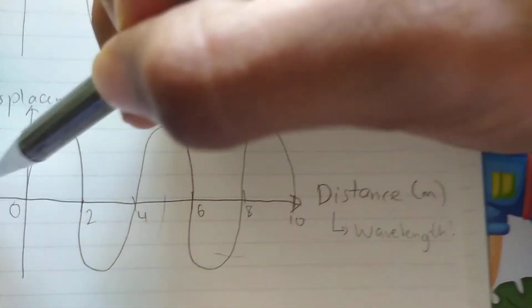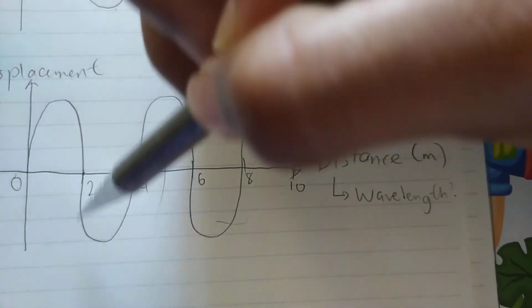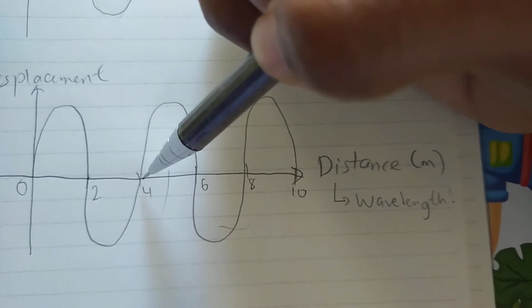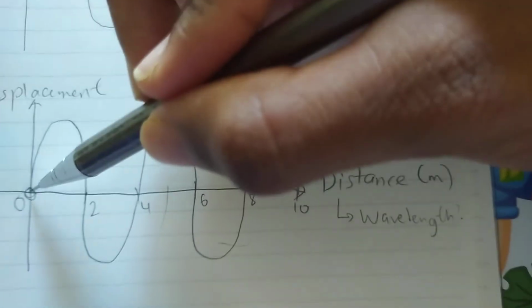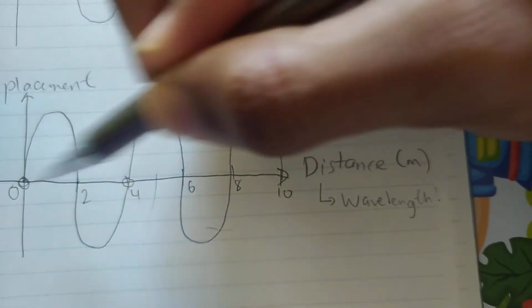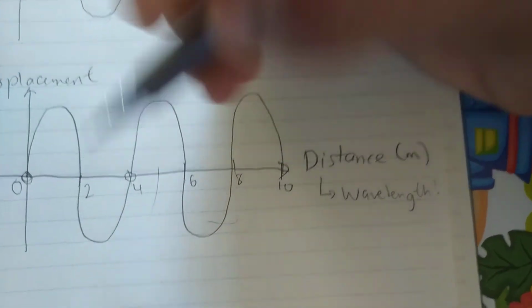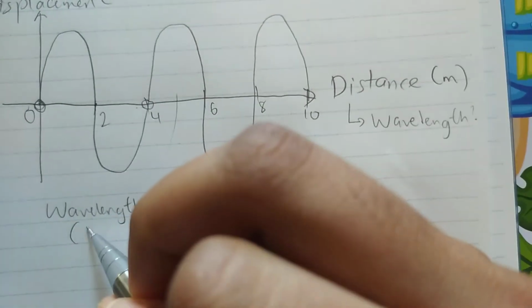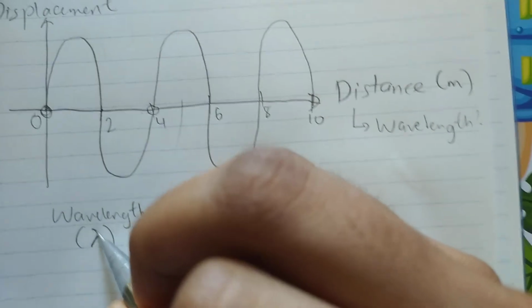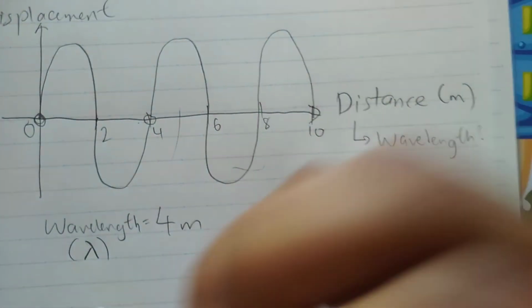How far, how many meters does it take to finish one cycle? If I started from here, I will end where? One whole cycle, I'll end back here. So how many meters is this? 4 meters. So my wavelength is 4 meters. The symbol for wavelength is this funny sign, lambda.